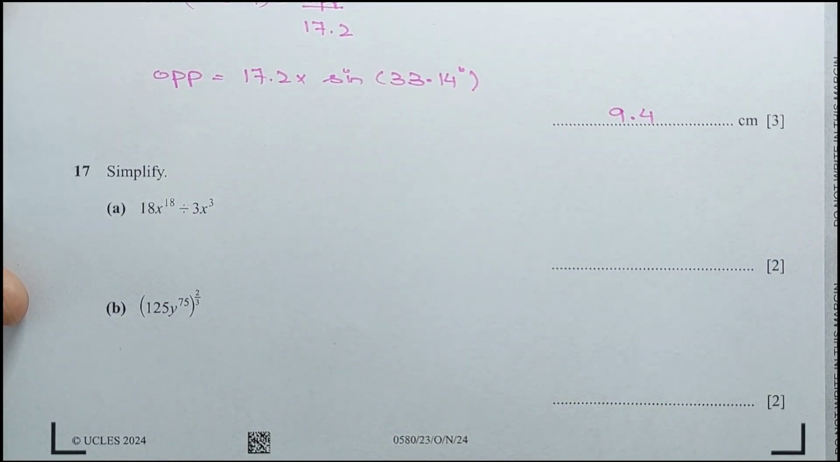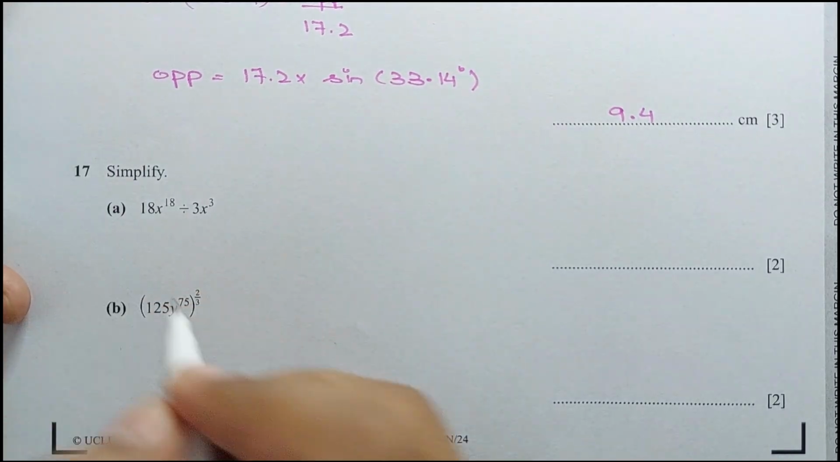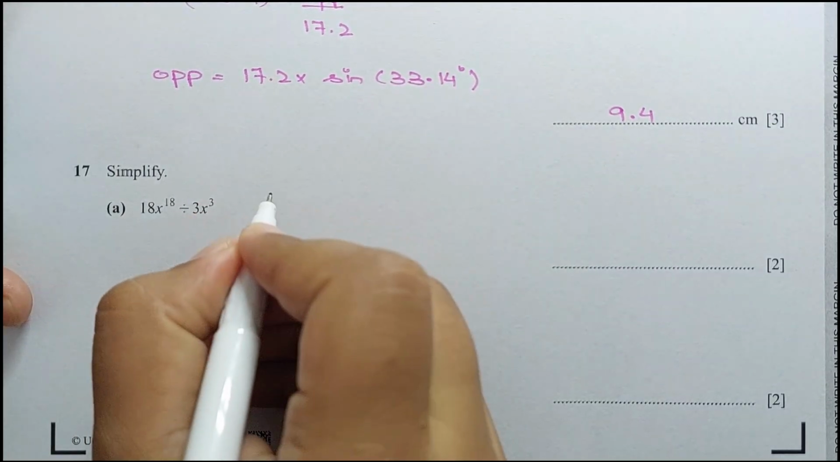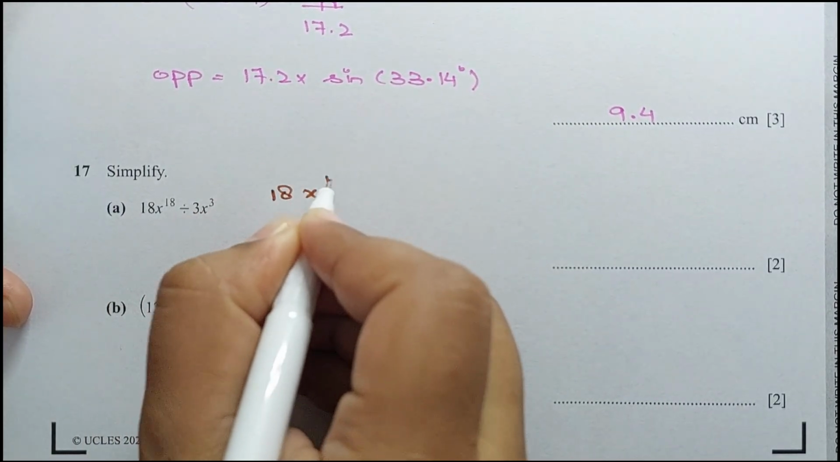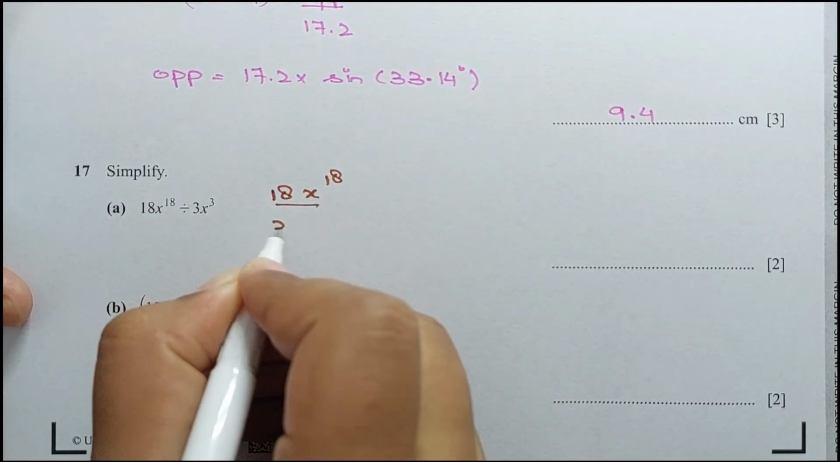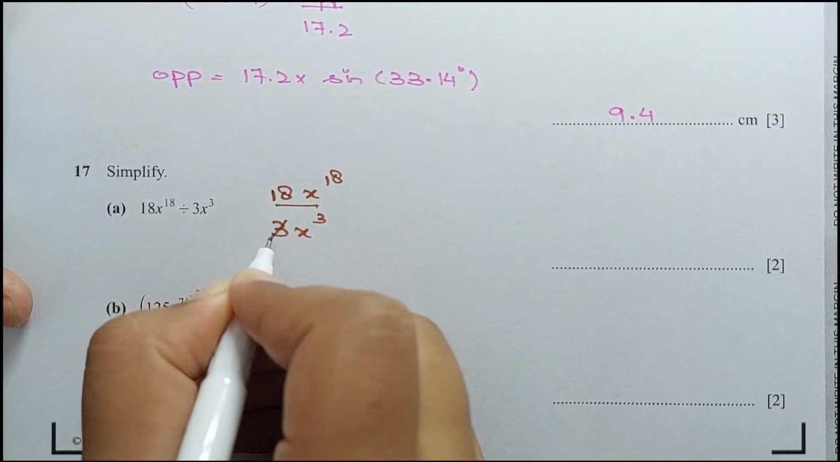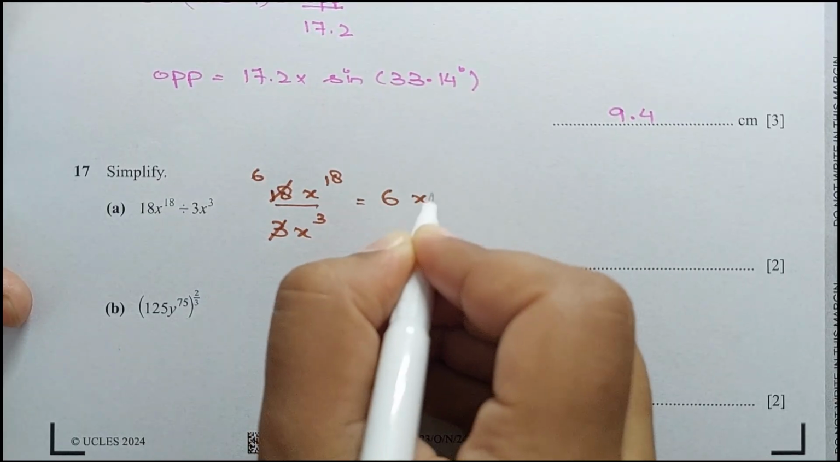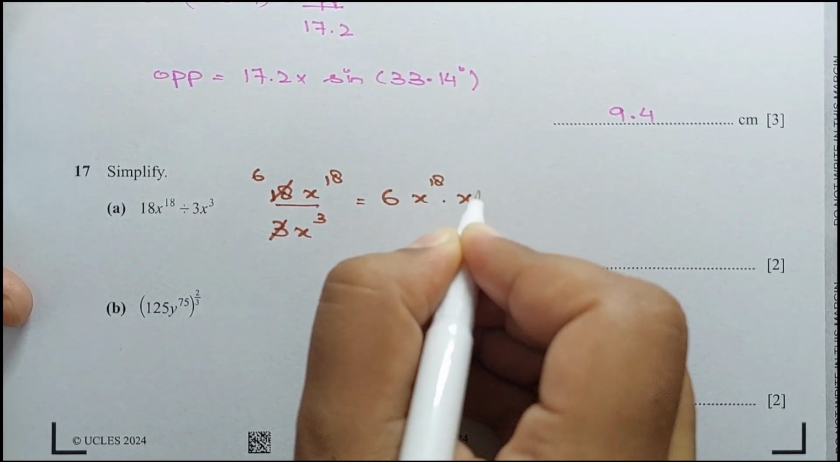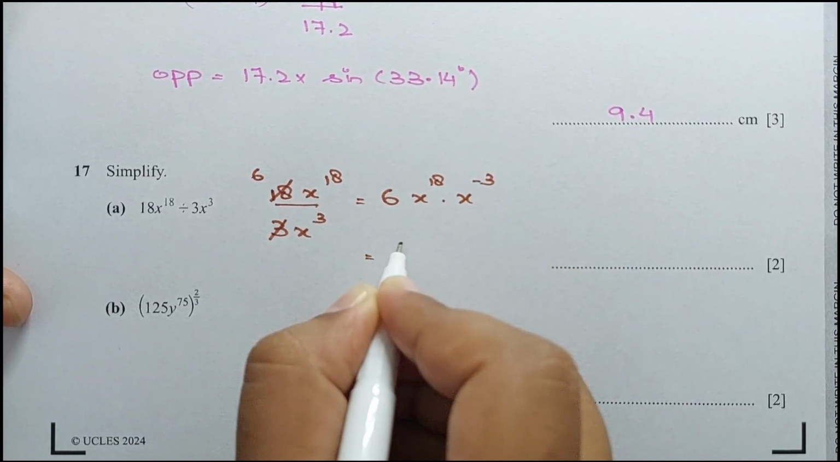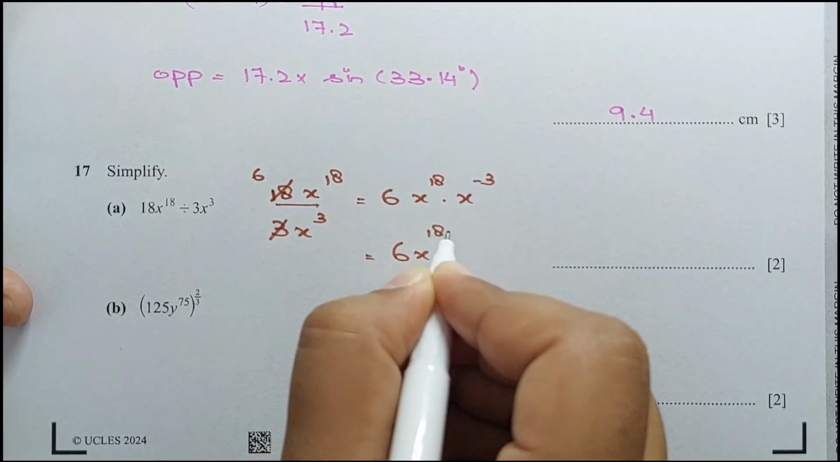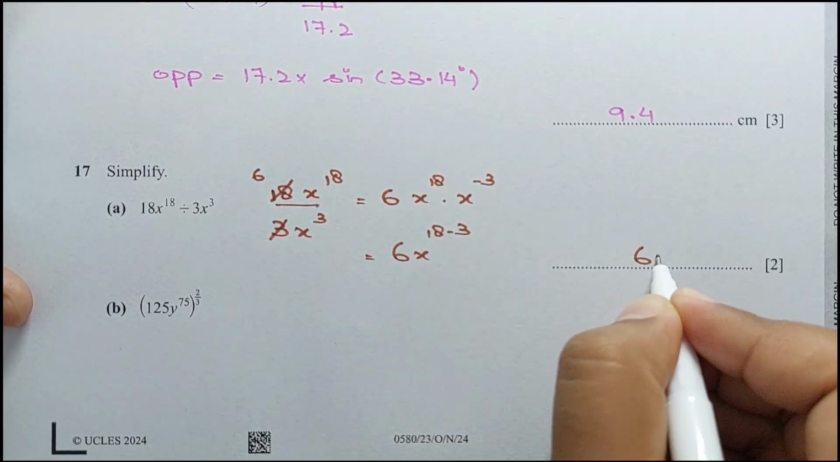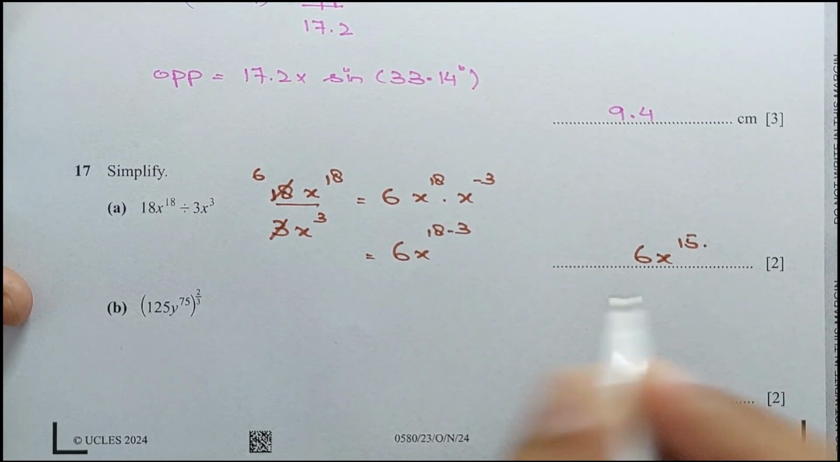Question number 17. Simplify part A. Okay, so we have 18x to the power 18 over 3x to the power 3. 3 times 6 is 18. So it is 6 x to the power 18 times x to the power negative 3. So this is 6 x to the power 18 take away 3, which is 6x to the power 15.